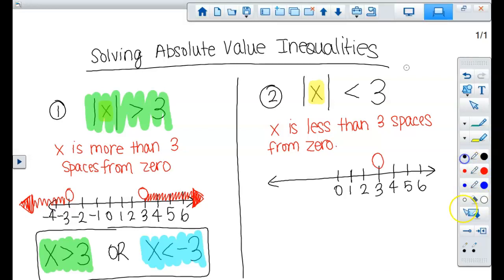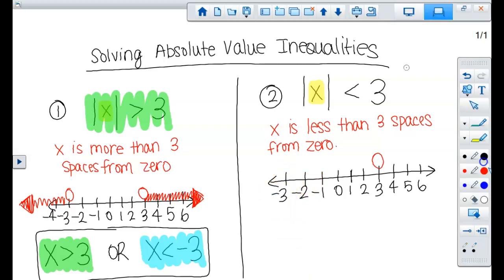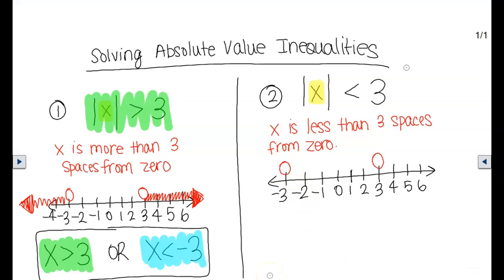If I start heading in the other direction, -1 is less than 3 spaces from 0, because it's only 1 space away. -2 is less than 3 spaces from 0, because it's only 2 spaces away. But again, once I hit -3, that's where that ends. It's not less than 3 spaces away. It's exactly 3 spaces away. So again, I'm going to come over here to -3 and put an open circle. So I want you to notice this number is significant because it gives you kind of the boundaries. 3 and -3 are going to be the boundaries.